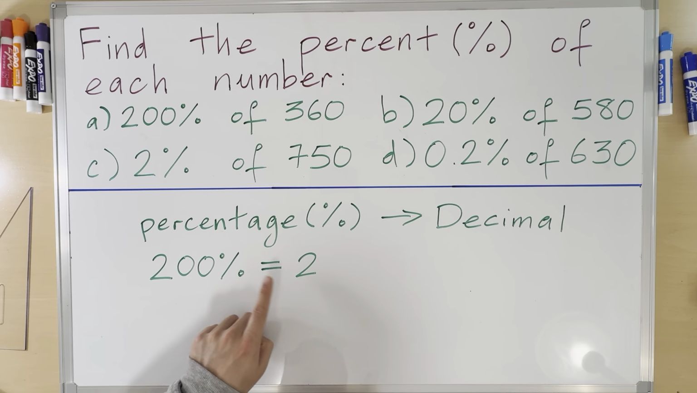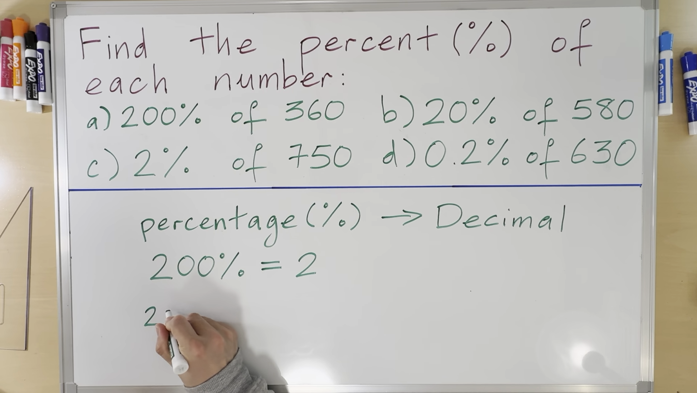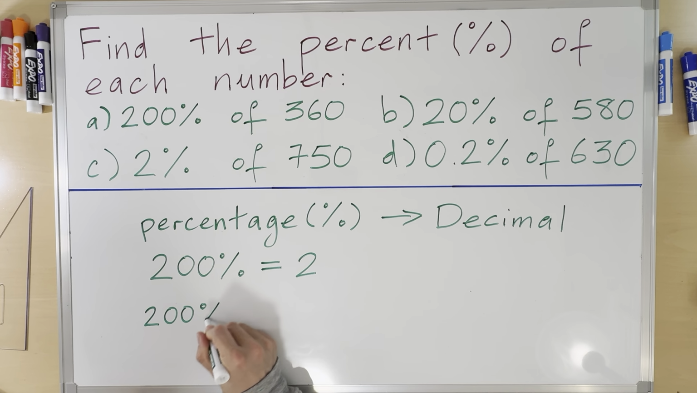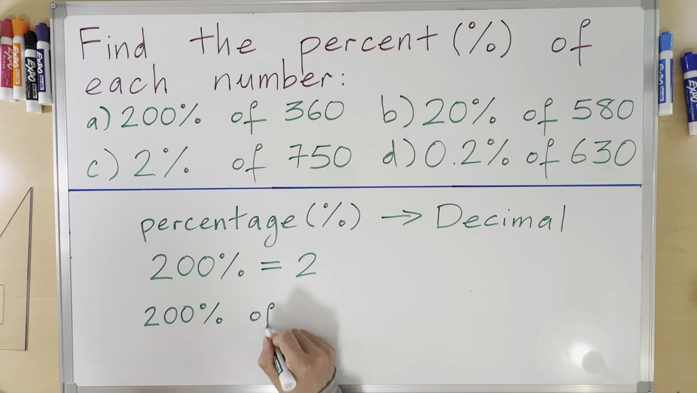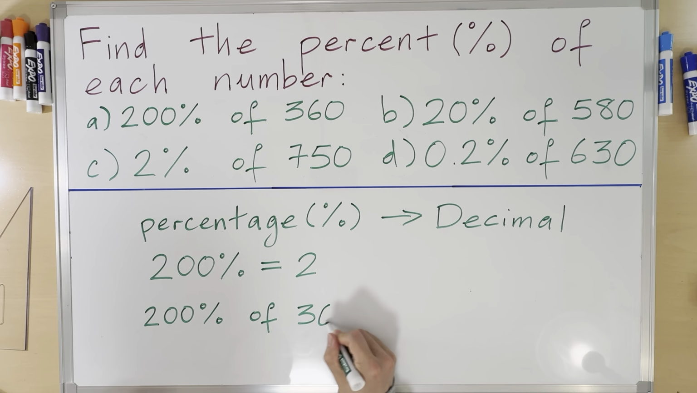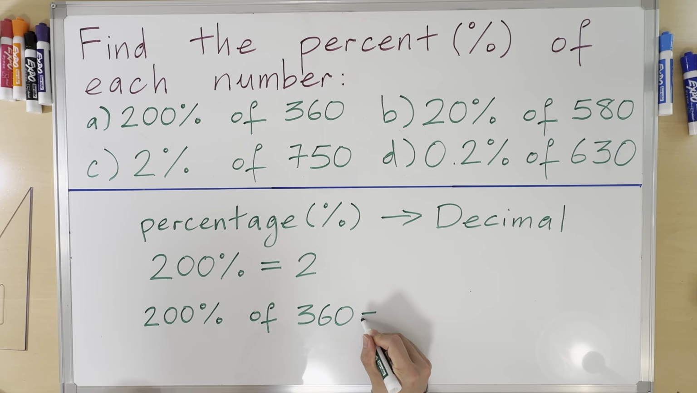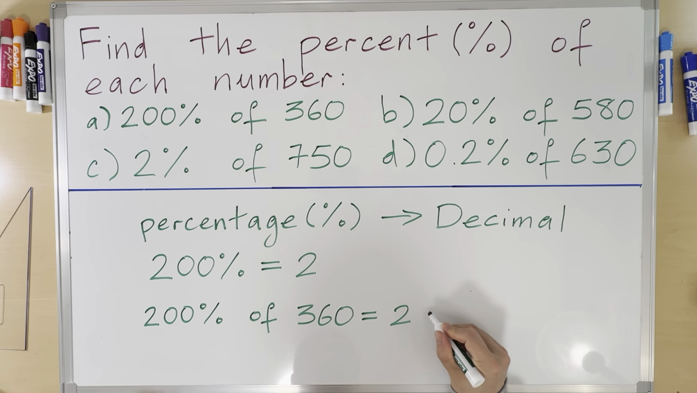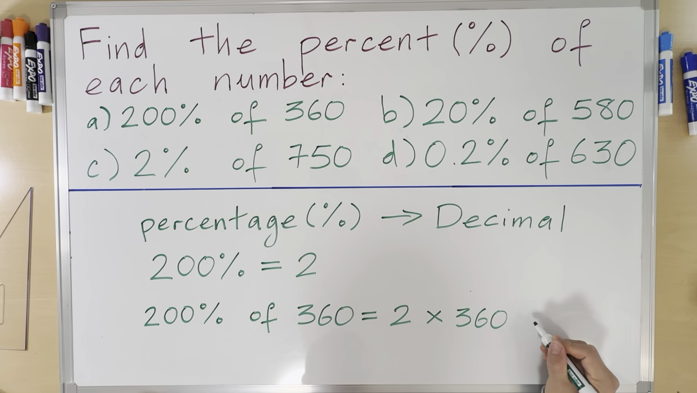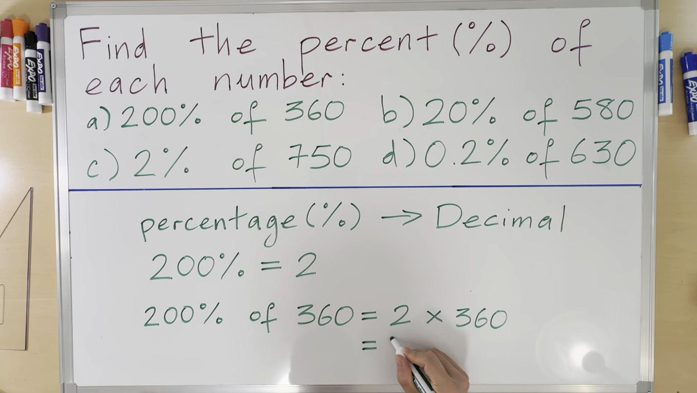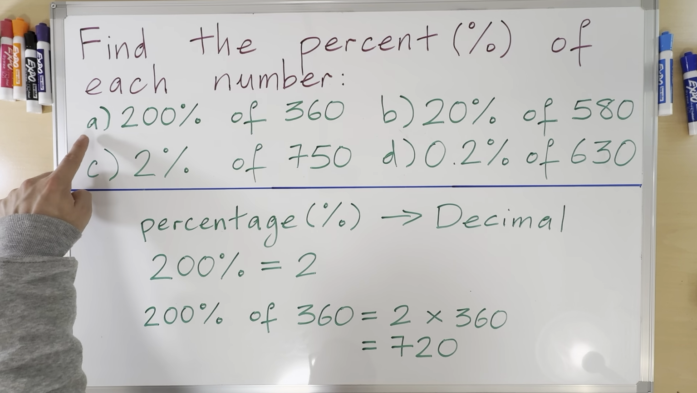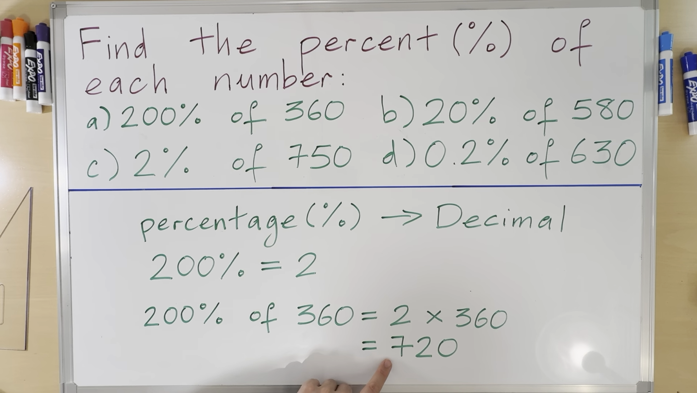which means that 200% of 360 is equal to 2 multiplied by 360, and that gives us 720. And so therefore, the answer to problem A is 720.